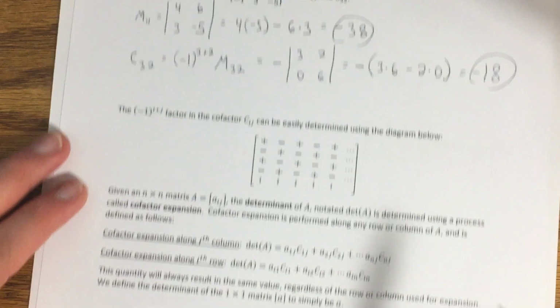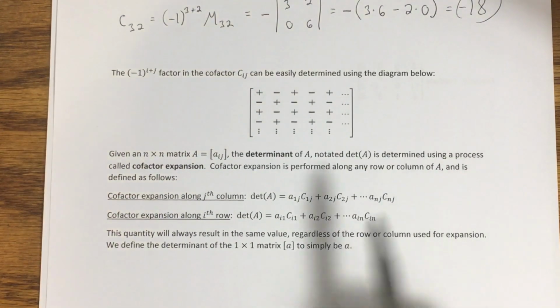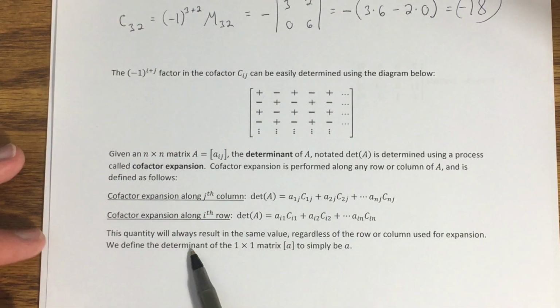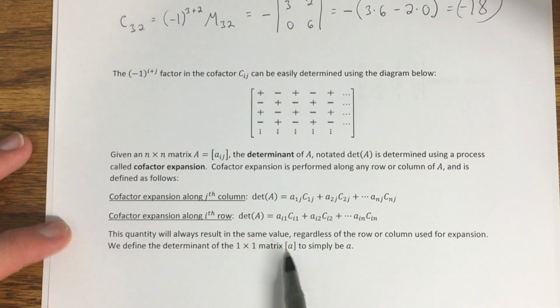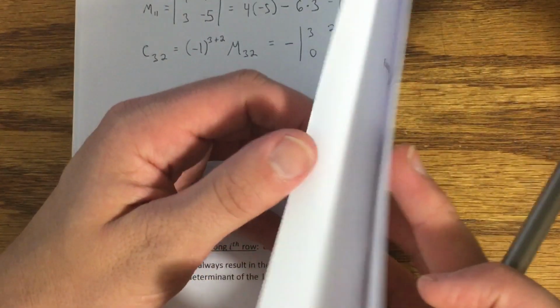And then one final thing. Because a 1 by 1 matrix is technically square, we can take determinants of those, but we simply say that the determinant of a 1 by 1 matrix is that entry. So there's not really much to talk about there.